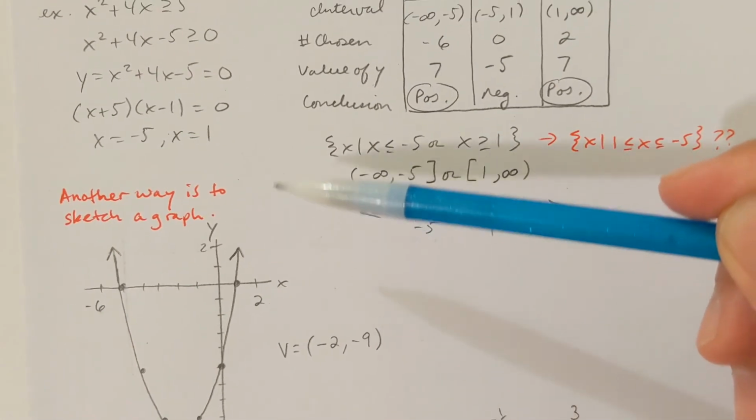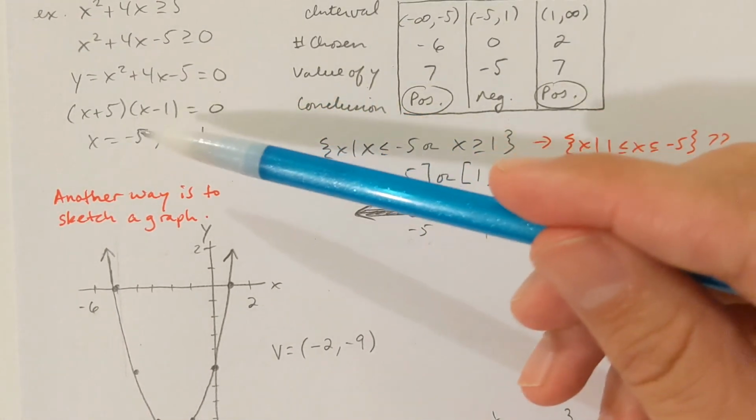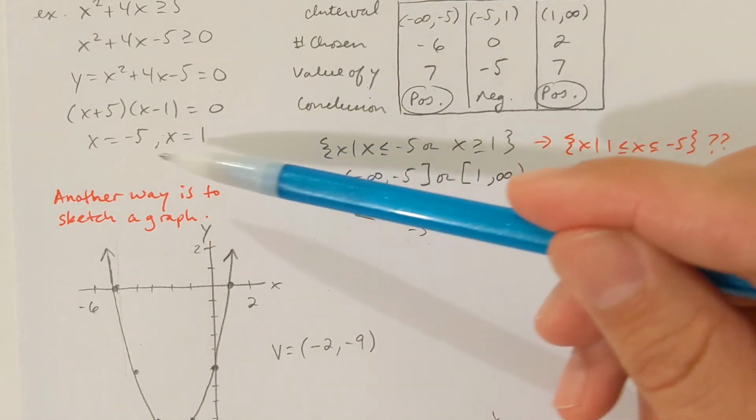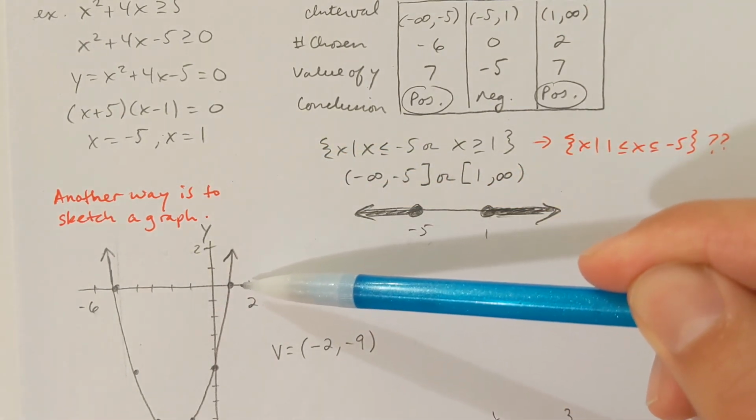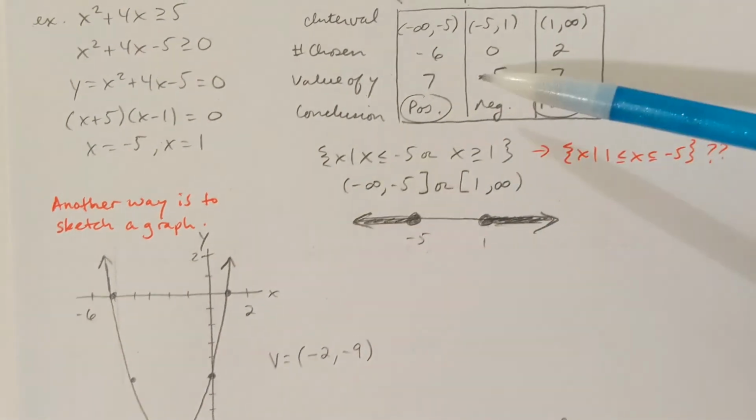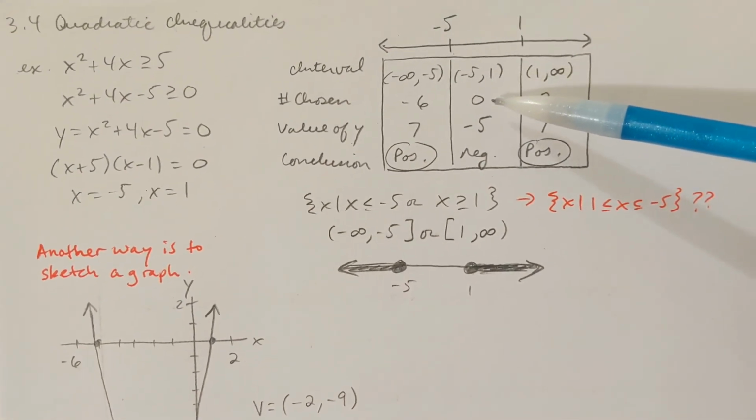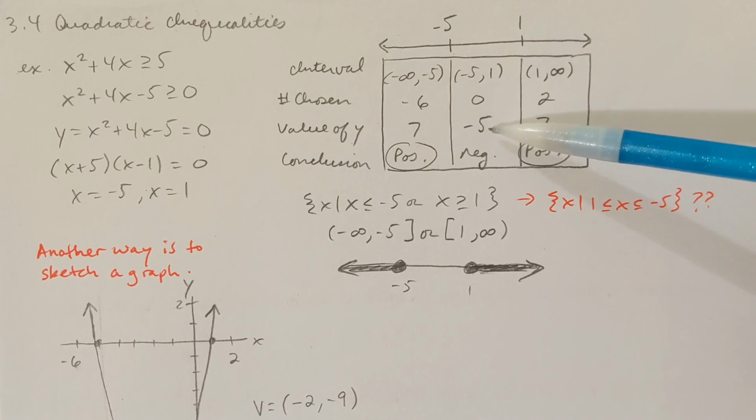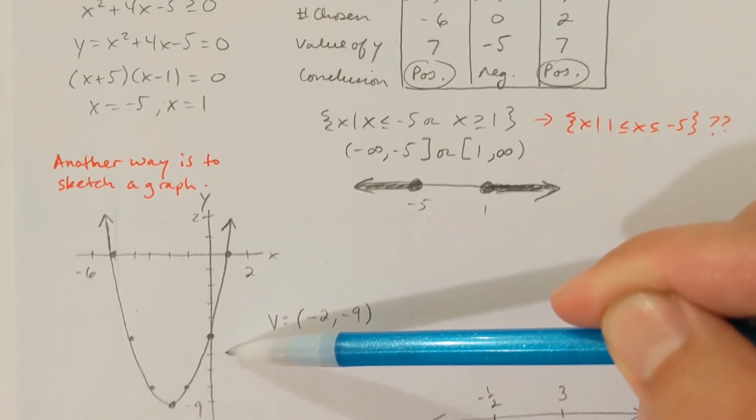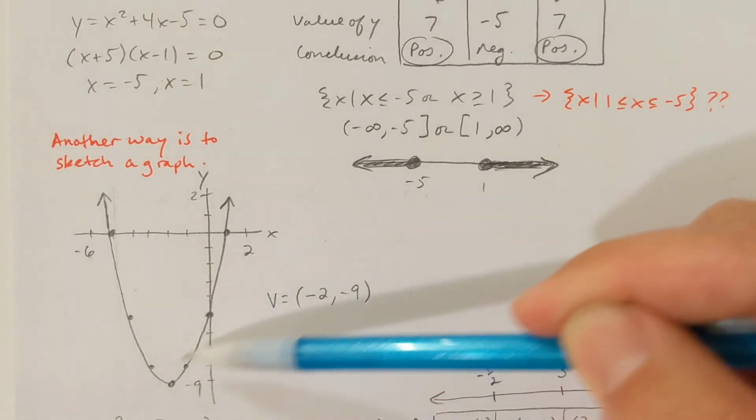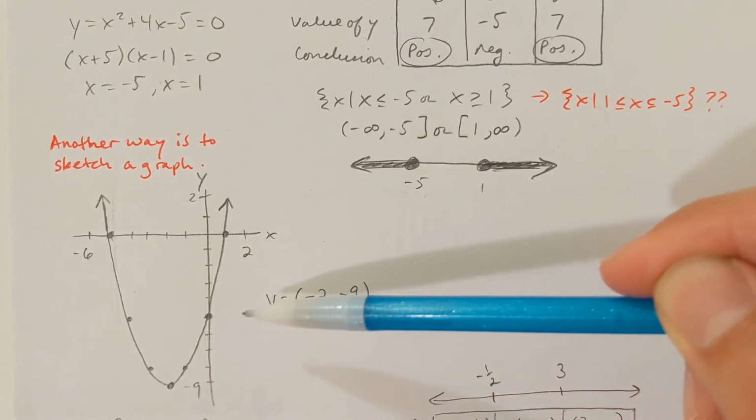The intercepts, we easily just set these equal to 0, and so x is equal to -5 and x is equal to 1 would be the x-intercepts. The y-intercept, I've already found that. When x is 0, you get y equals -5. So here's 0 and -5 on the graph. And I've got some more points plotted because of symmetry.